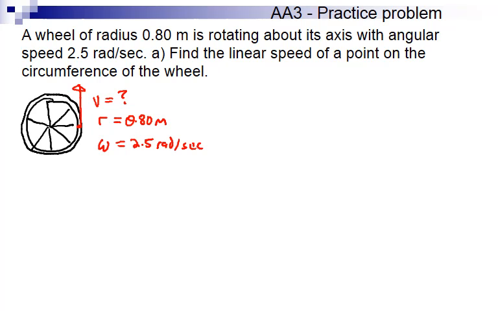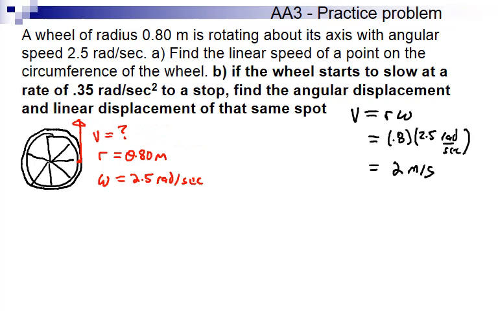Okay, so looking for linear speed, we know the radius, we know the angular speed, and linear speed equals the radius times the angular speed. And in this case, it's going 2 meters per second.